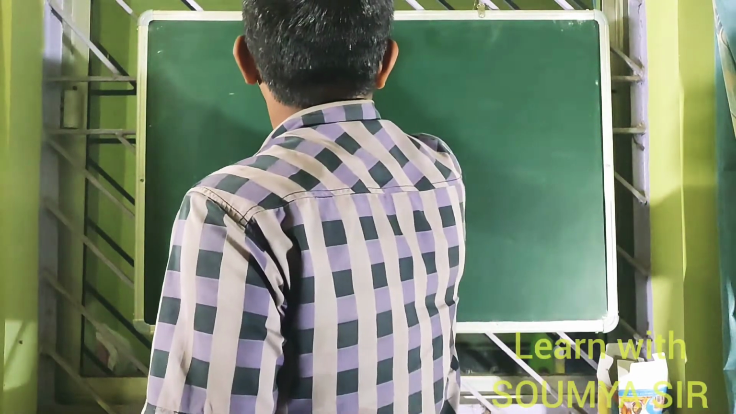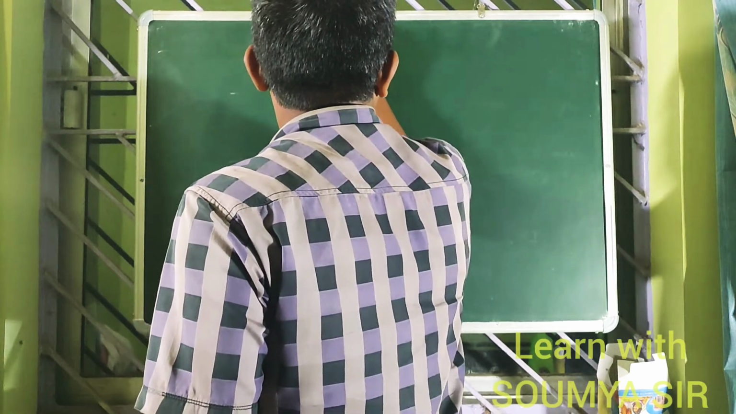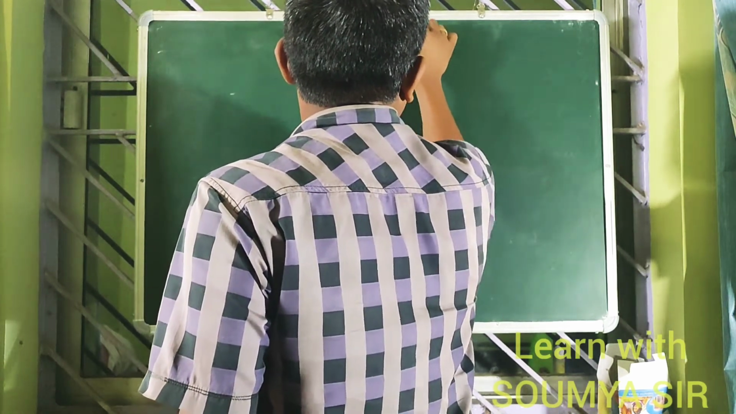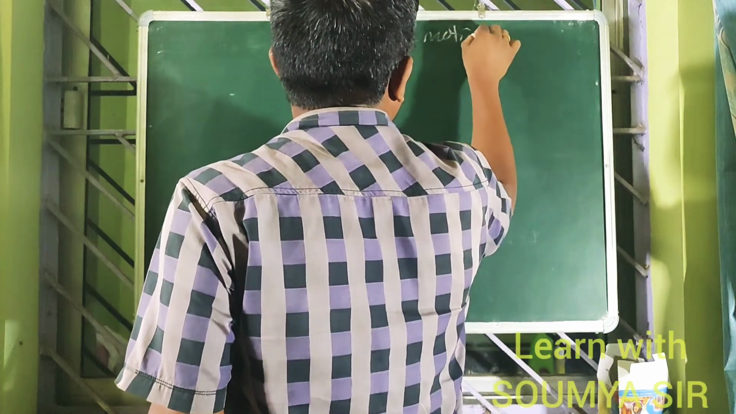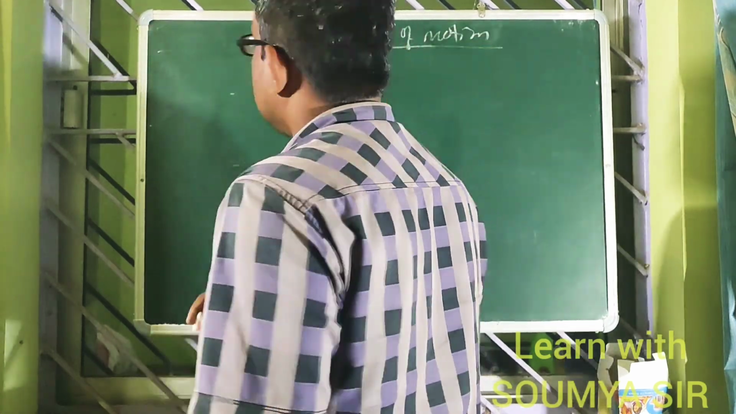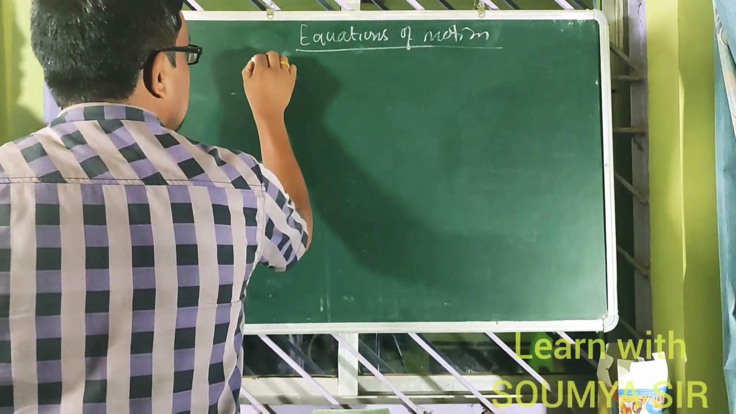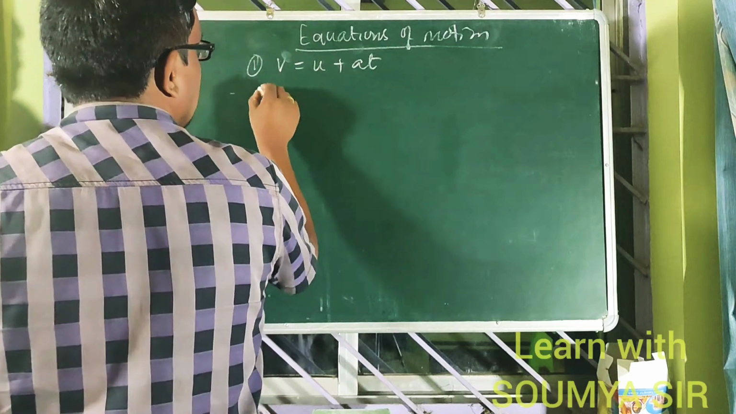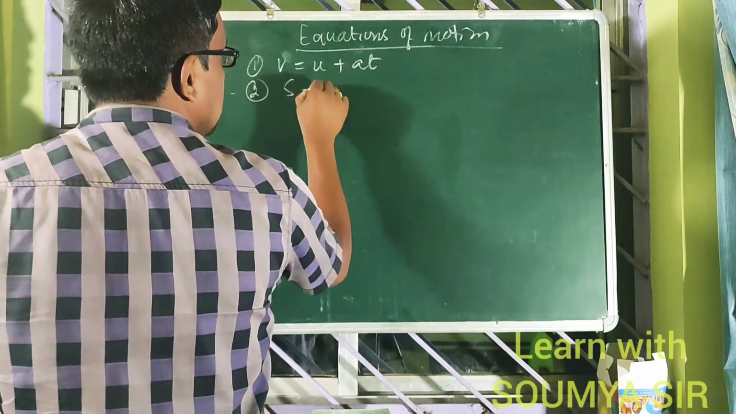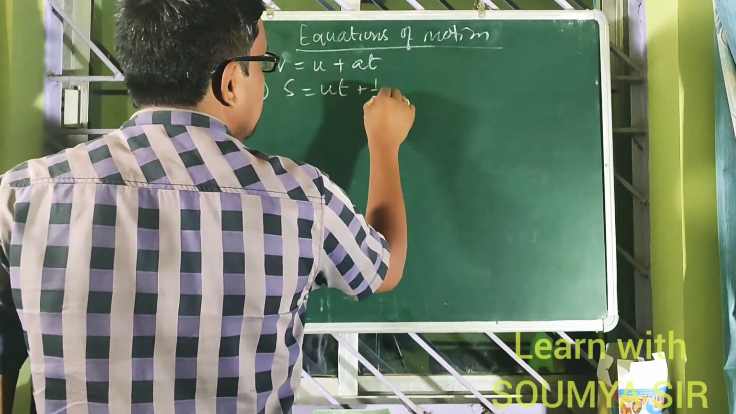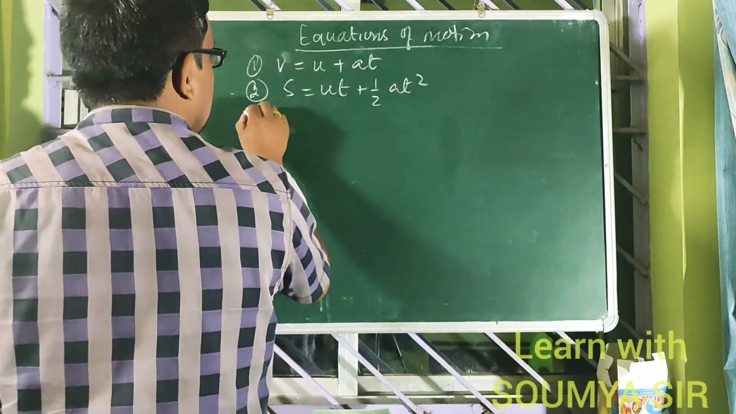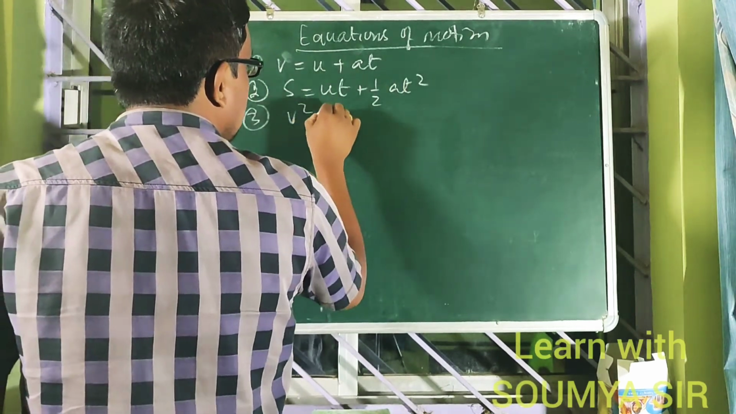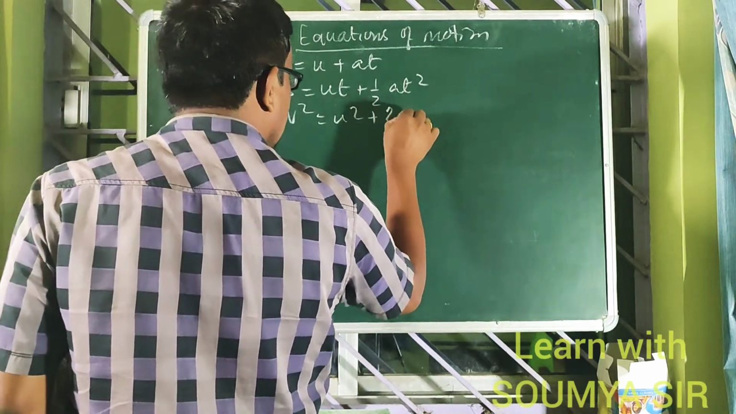Welcome students. So in last class we have read about equations of motion. There are three equations we have read. Number one is v is equal to u plus at. Number two is s is equal to ut plus half at square. And number three is v square is equal to u square plus 2as.